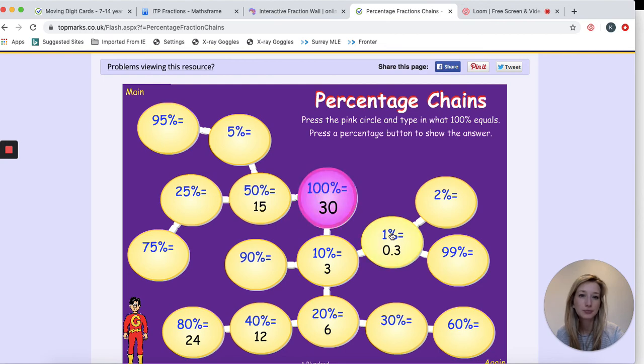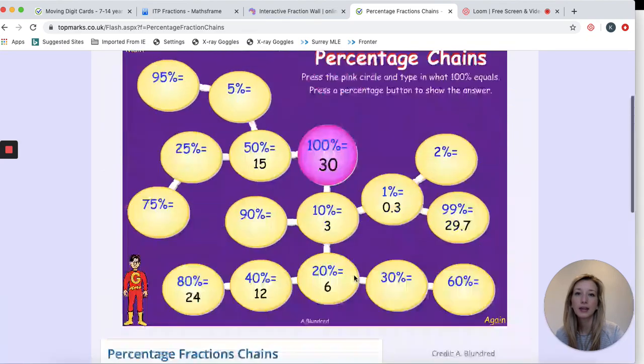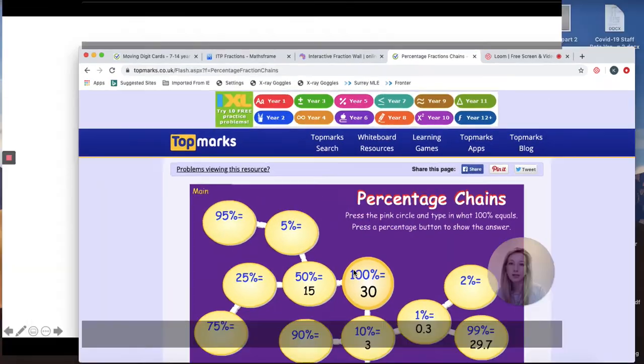Okay, that should be 29.7. Okay, so lots of different ways to help the children think about percentages of amounts. Okay, and that's on Top Marks.